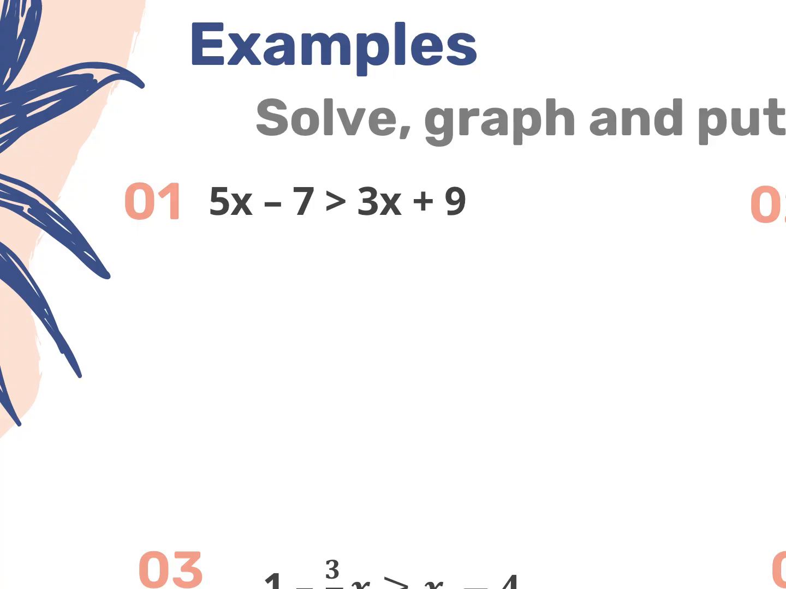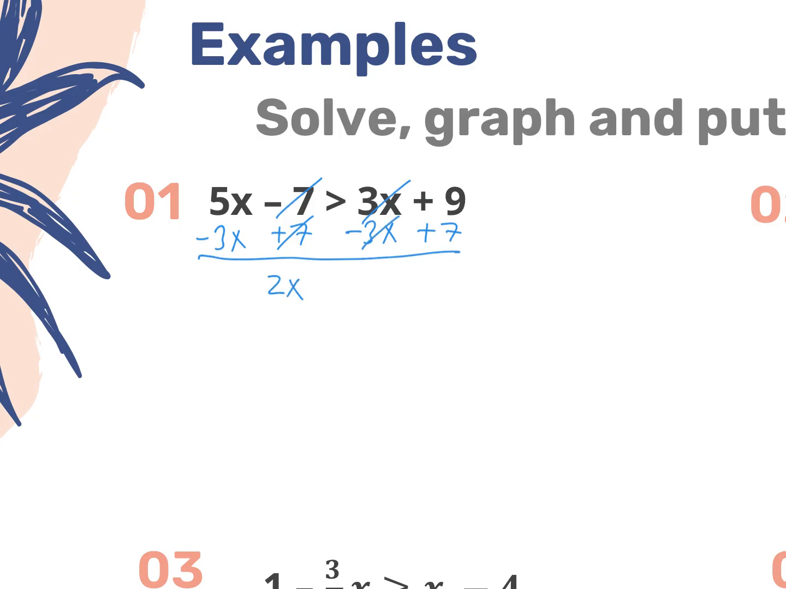Again, any inequality you can treat as if it was an equality, with an equal sign. So something like 5x minus 7 is greater than 3x plus 9. I can just get the x to one side, so I'm going to subtract 3x on both sides, and then I can add 7 to both sides of my inequality symbol.